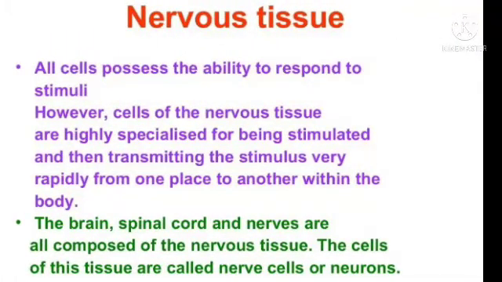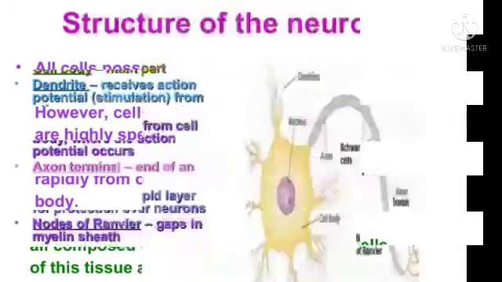Nervous tissue. All cells possess the ability to respond to stimuli. However, cells of the nervous tissue are highly specialized for being stimulated and then transmitting the stimulus very rapidly from one place to another within the body. The brain, spinal cord, and nerves are all composed of the nervous tissue. The cells of this tissue are called nerve cells or neurons.